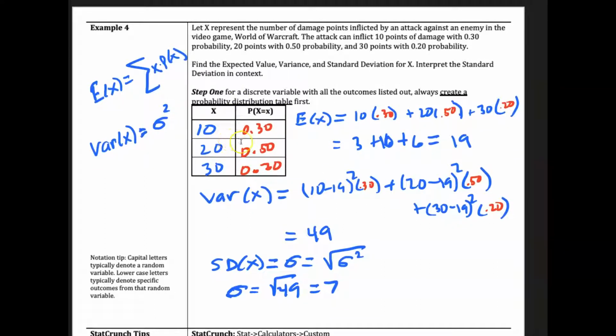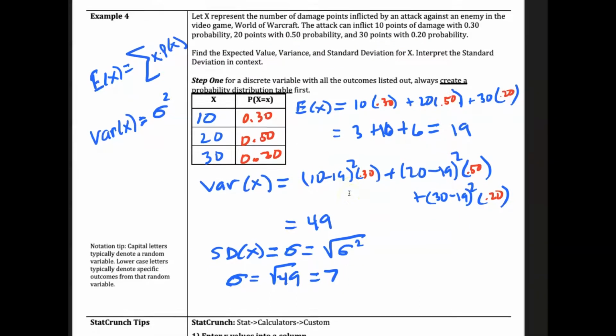In this example, we have a video game scenario, right? Where you get a certain amount of points a certain percent of the time, right? 10 points with a 30% probability and so forth. And we want to find the values associated with these distributions: the expected value, the variance, the standard deviation, and interpret what that means, which we'll talk about.